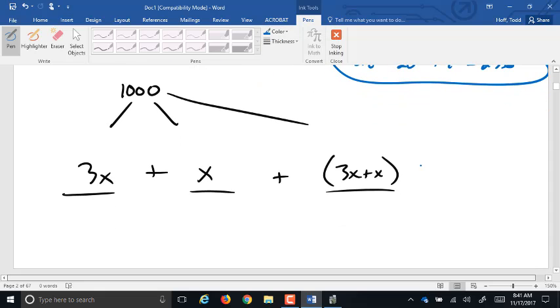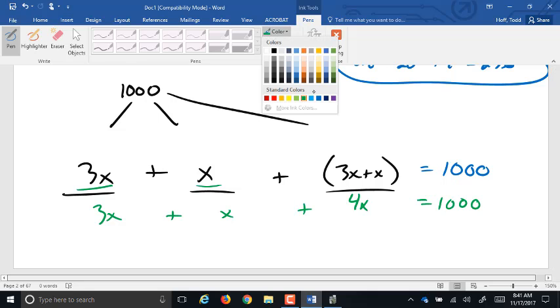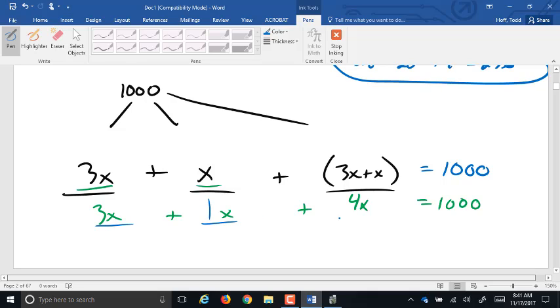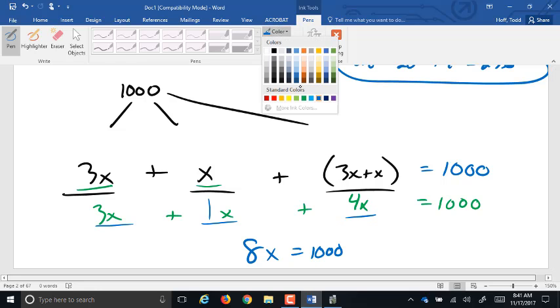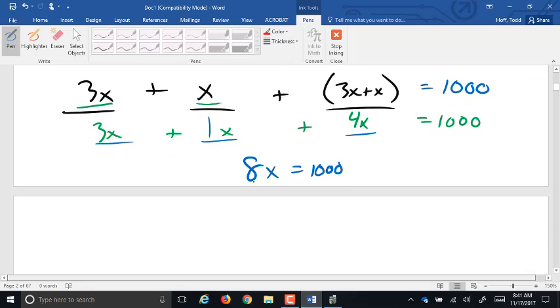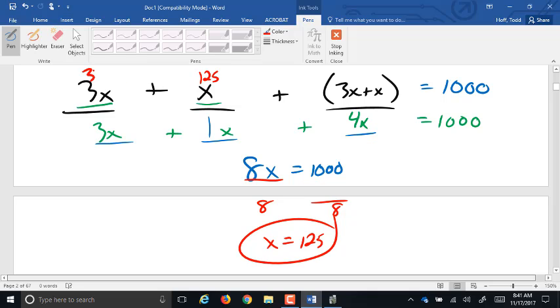And those three add up to $1,000. So I've got 3x plus x. Well, first of all, 3x plus x is 4x, right? 3x plus 1x plus 4x is 8x, divided by 8. X equals 125 bucks. This is 125, this is 375, and this is 500.